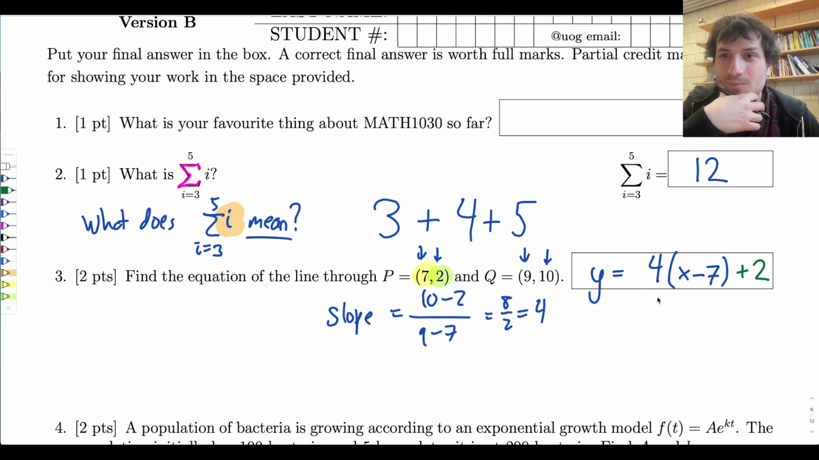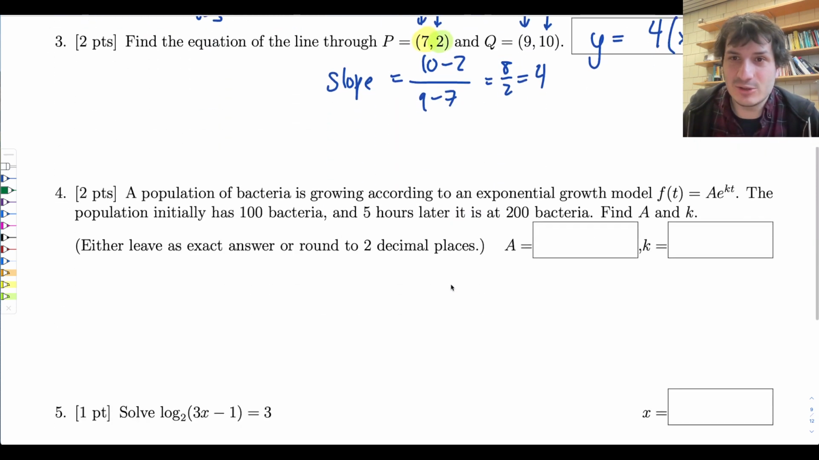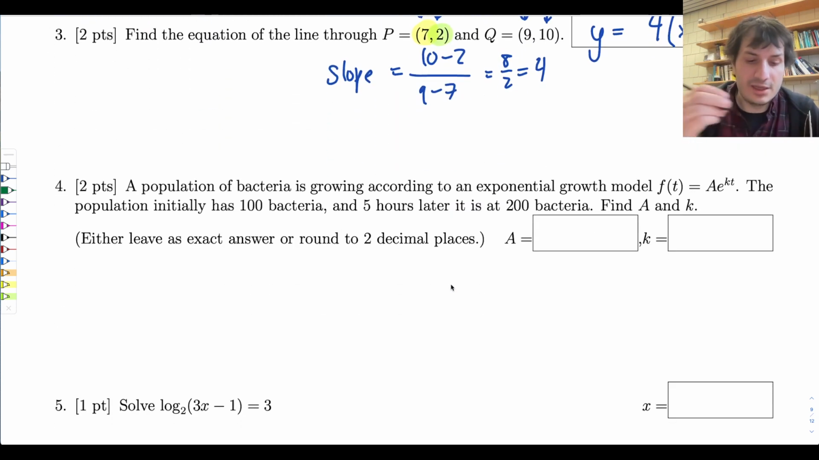And now I'm embarrassed if it's wrong. Let me just make sure that's right. I think it's right. Okay, good. So that was really well done. I think that was the best done problem on the whole short answer. Okay. Question 4. A population of bacteria is growing according to an exponential growth model, a e to the kt.